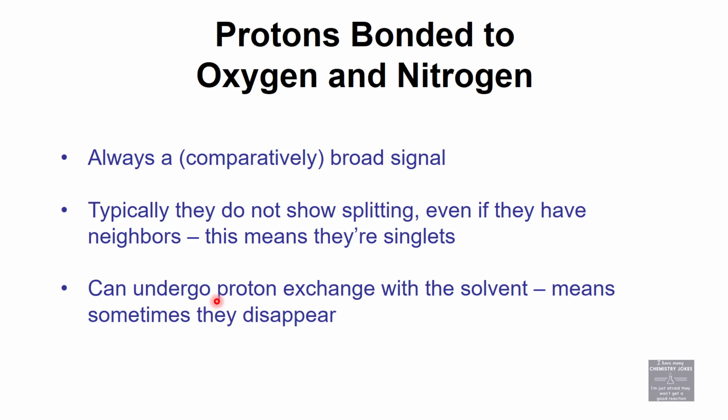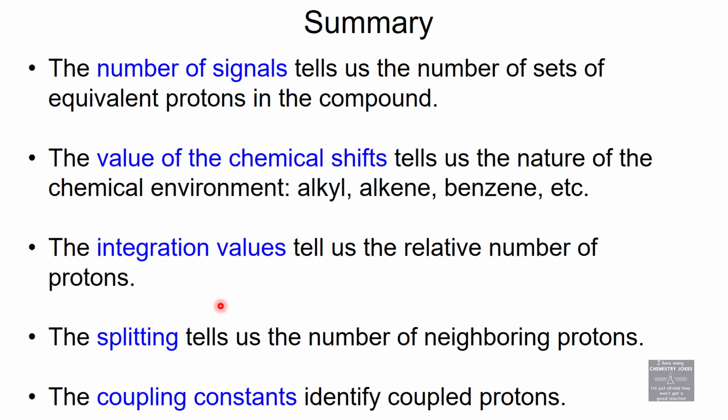Protons on heteroatoms always show a comparatively broad signal. So they are a singlet that's a comparatively broad signal. So it's a pretty wide little singlet. Sometimes they disappear. We're not going to go into the theory of why, but it's all in your book for you to read. I'm not going to read this to you. We're done.